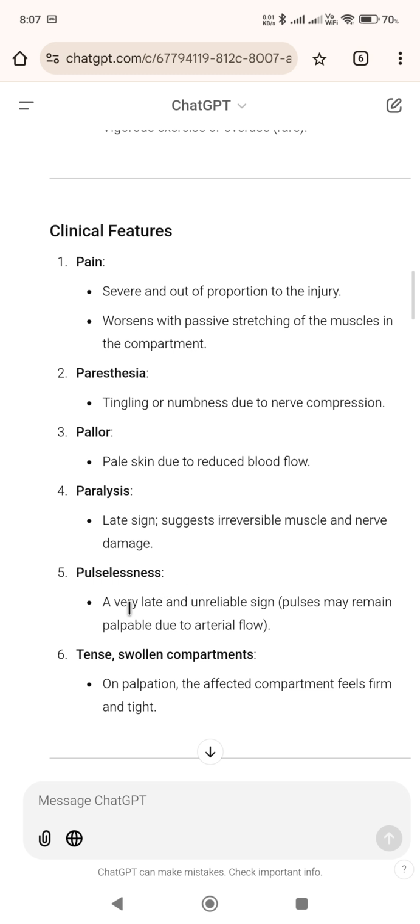5. Pulselessness, a very late and unreliable sign. Pulses may remain palpable due to arterial flow. 6. Tense, swollen compartments. On palpation, the affected compartment feels firm and tight.